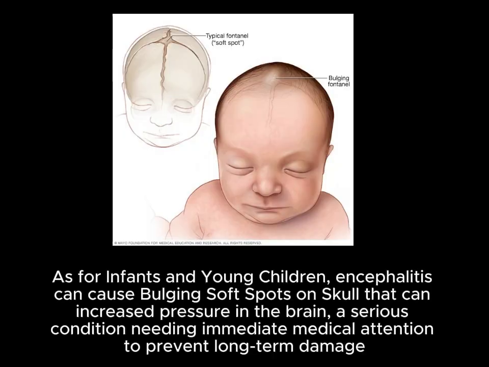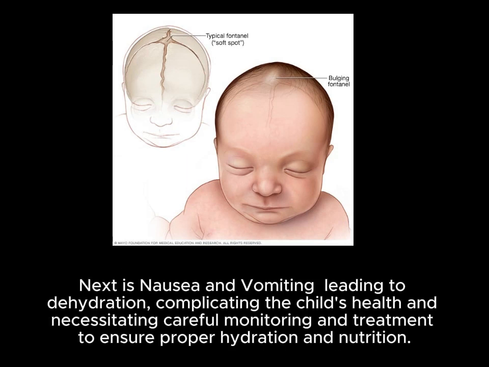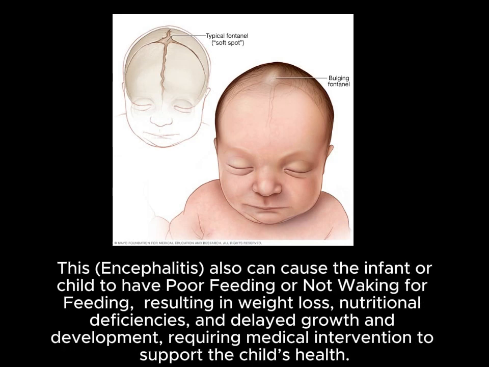As for infant and young children, encephalitis can cause bulging soft spot on skull that can increase pressure in the brain, a serious condition needing immediate medical attention to prevent long-term damage. Next is nausea and vomiting leading to dehydration, complicating the child's health and necessitating careful monitoring and treatment to ensure proper hydration and nutrition. This also can cause the infant or child to have poor feeding or not waking for feeding, resulting in weight loss, nutritional deficiencies, and delayed growth and development, requiring medical intervention to support the child's health.